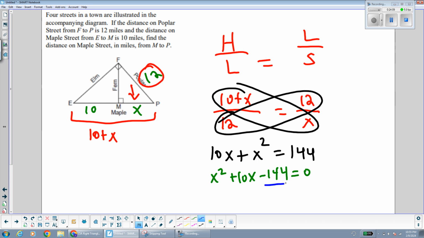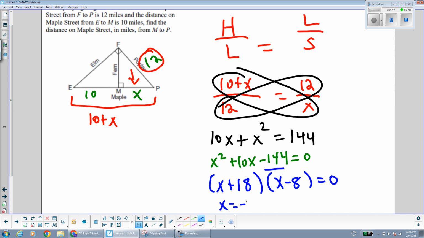So I'm looking for two numbers that multiply to give me negative 144 and add to give me 10. Take a second, pause the video, and think about two numbers that multiply to give you negative 144 and add to give you positive 10. If you were thinking 8 and 18, you are correct. Positive 18 and negative 8, because 18 times negative 8 is negative 144, and 18 plus negative 8 is 10. So we have two solutions here. x equals negative 18, and x equals 8.